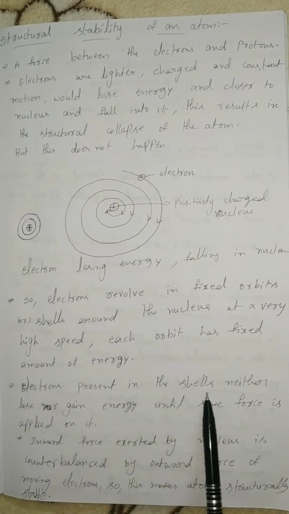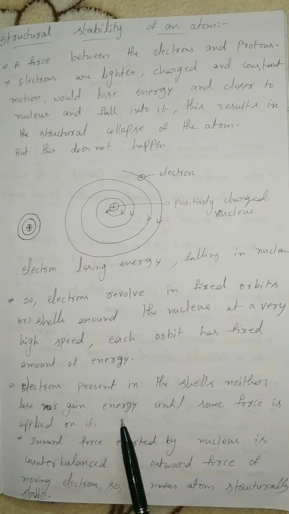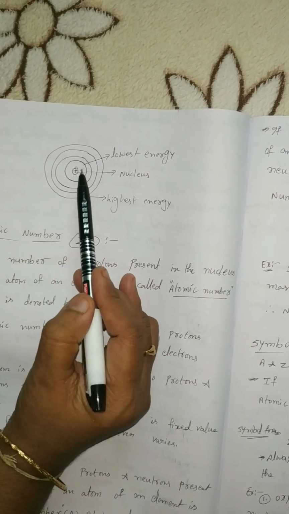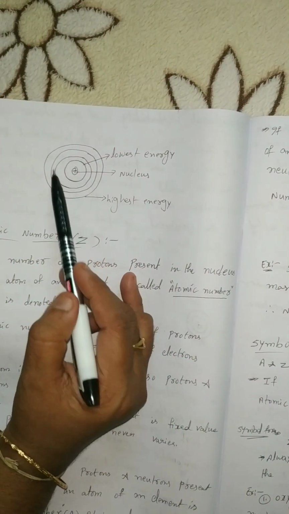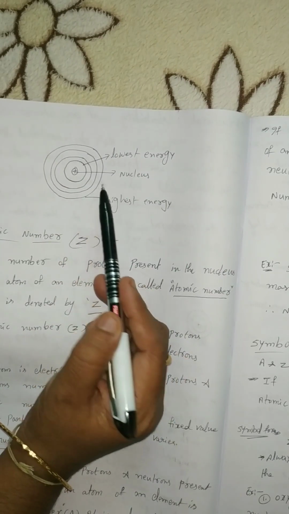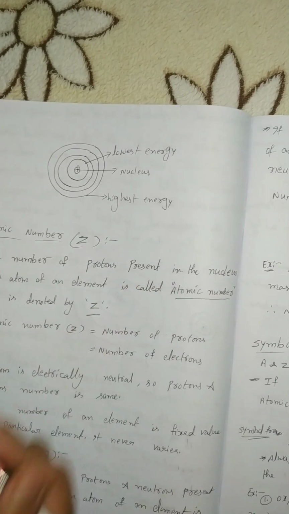Electrons present in the shells neither lose nor gain energy until some force is applied on them. The inward force exerted by the nucleus is counterbalanced by the outward force of the moving electrons. So this makes the atom structurally stable. The structure of the atom: this is the nucleus, the orbits or shells, the lowest energy shell, the highest energy shell.